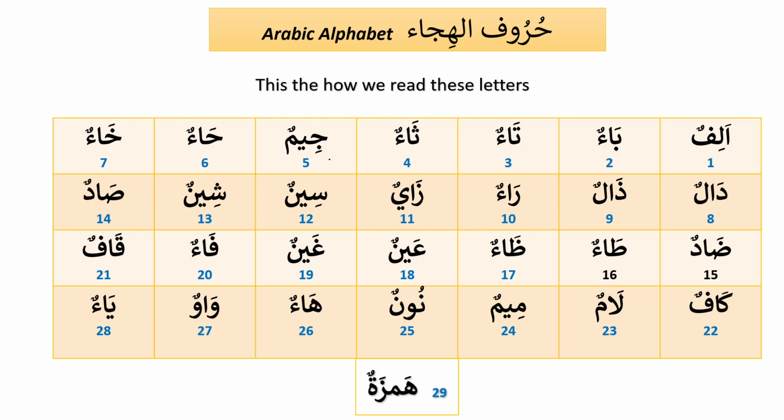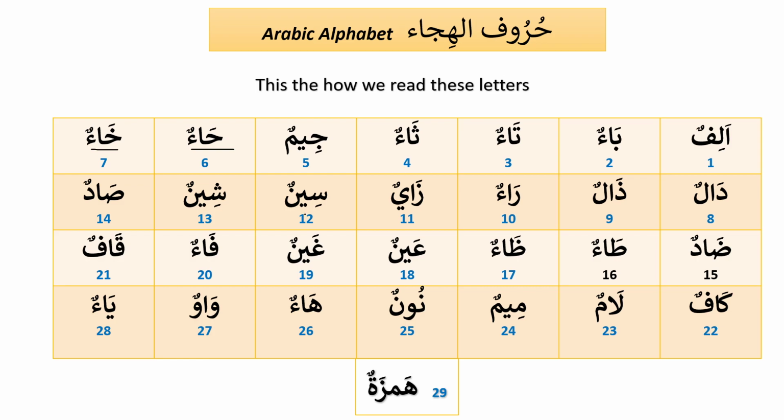Then we have Jimun, Ha'un. This is a throat letter, from the throat. Kha'un, this is one of the letters that is heavy. So it is Kha, Kha'un. Then we have Dalun, Dhalun, Ra'un, Zayun, Sinun, Shinun, Sadun. Now you see here the pronunciation is different, and this is how the original pronunciation is.